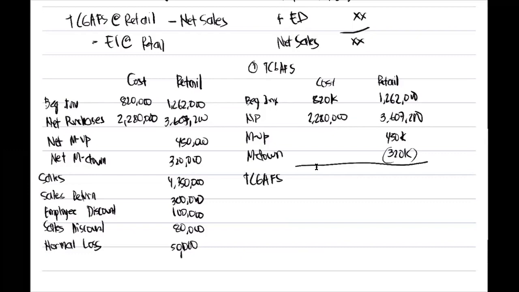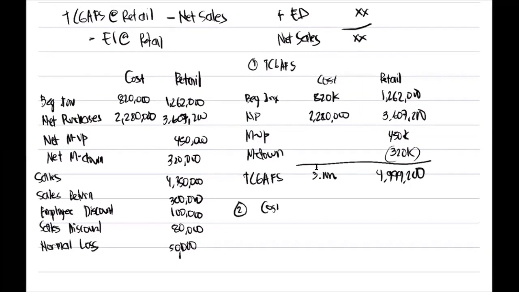So how much is the total cost of goods available for sale at cost? So we have 820,000 plus 2,280,000. So 820 plus 2,280,000 is 3.1 million. For retail, we have 1,262,000 plus 3,607,200 plus 450,000 plus 320,000. We have 4,999,200.